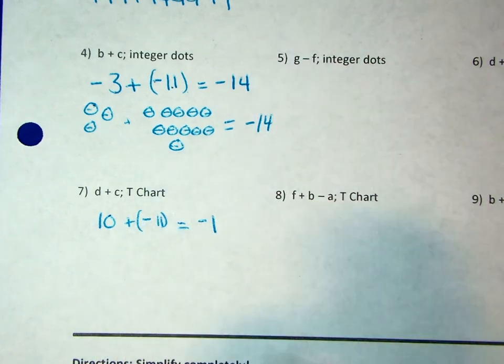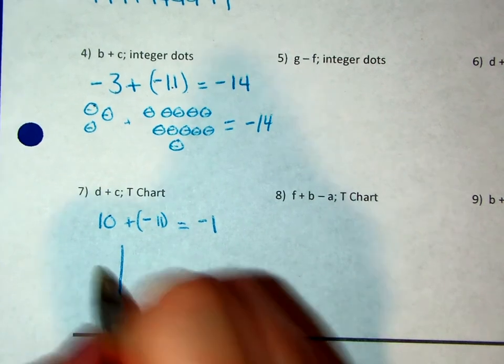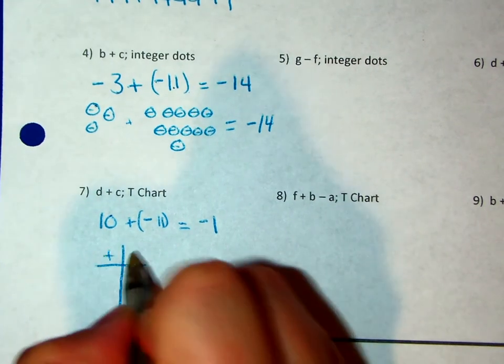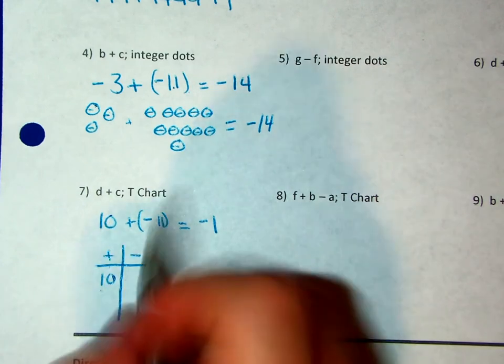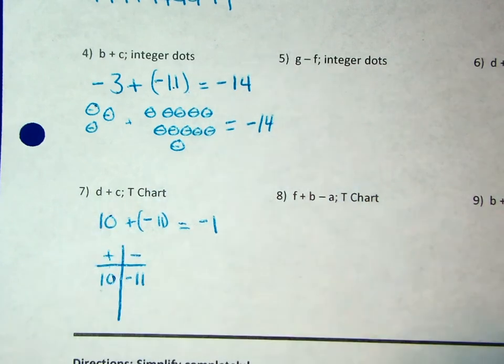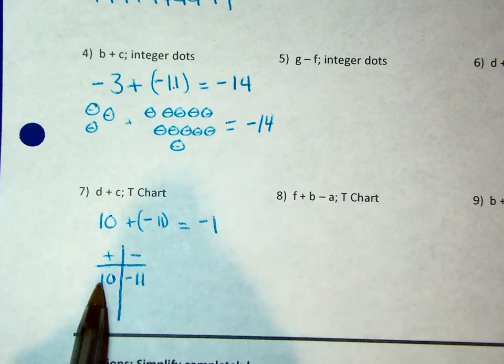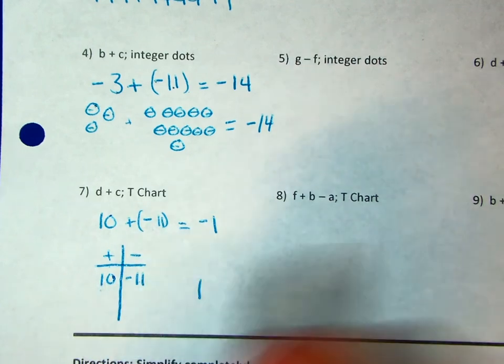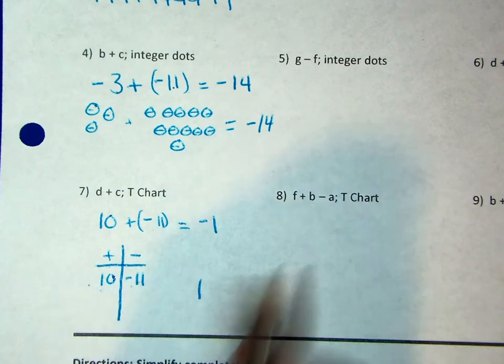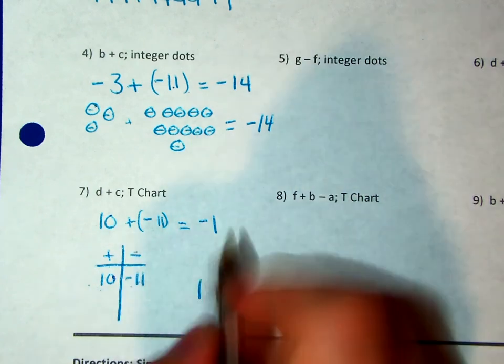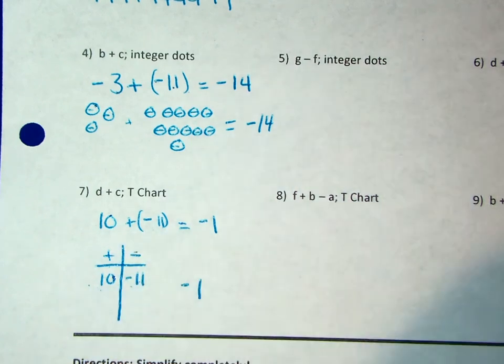Solution is -1. We can also again represent this with a T-chart, positive and negative terms. I have a 10 that is positive. I have a -11 that is negative. Since they're in different columns on my T-chart, I will also find the difference. The difference is 1. Again, we look at the absolute values of each number to figure out which one is greater. 11 wins, so we will keep the sign from that column. -1 is our solution.